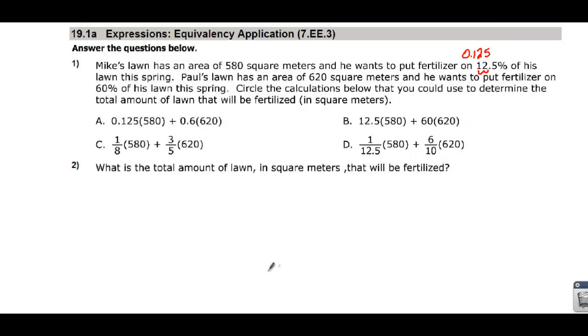0.125. If we change that to a fraction, and that's one of the fractions that you'll want to memorize at some point in your career, the earlier the better, it works out to be 125 over 1,000, which simplifies down to 1/8. That is definitely one worth memorizing.